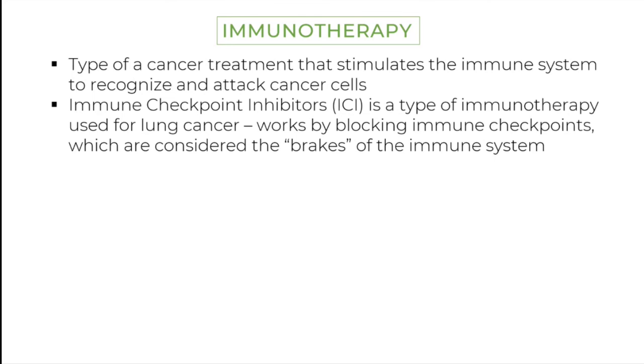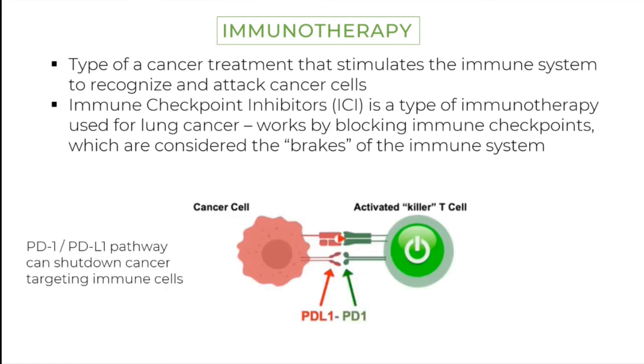When there's cancer, of course, cancer will exploit these immune checkpoints and hide from the immune system. So what these immune checkpoint inhibitors do is essentially block these checkpoints, allowing the immune cells to recognize the cancer and exert their influence on the cancer. This is a type of checkpoint called the PD-1 or PD-L1 pathway.